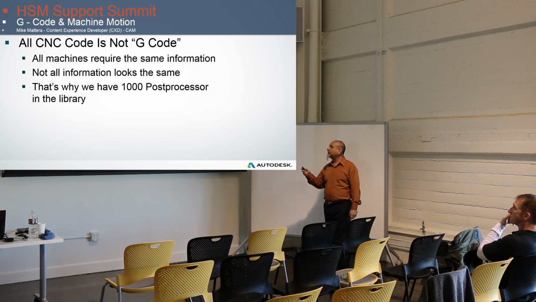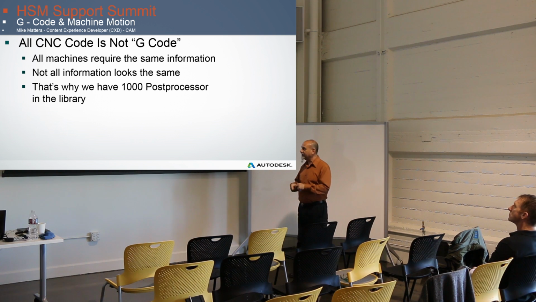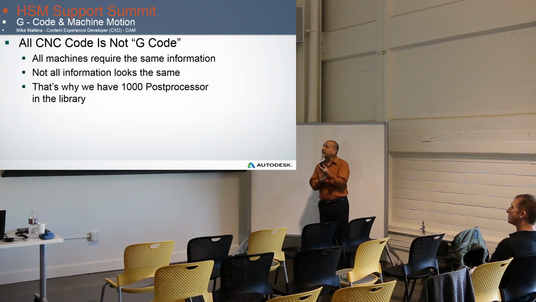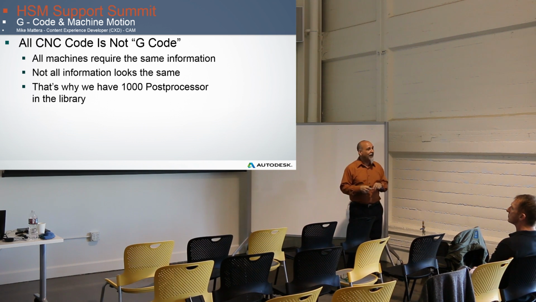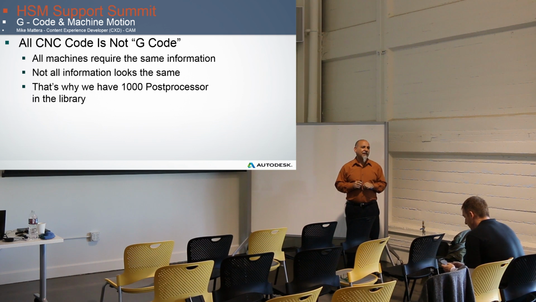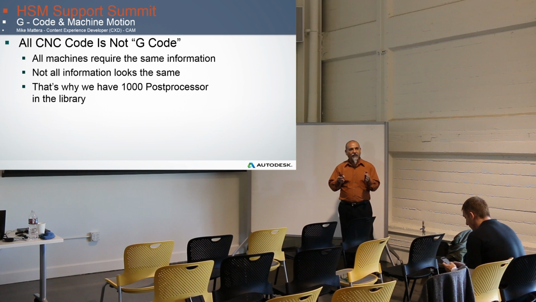So all CNC code is not G code. All machines require the same basic information, but not all the information is going to look the same. And that's the main reason why we have 1,000 post-processors in our library. Because there's always these little minor variations that we have to make. I have written posts before, and I probably have well over 500 post-processors just for Fanuc controls. Because there's all these little variations on how the machine manufacturer could make that same control work on a similar machine. They just have their own way of doing things.